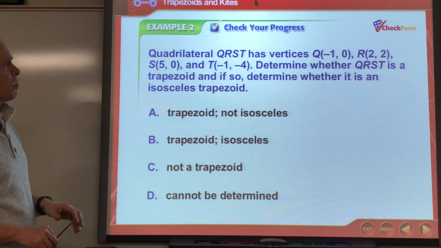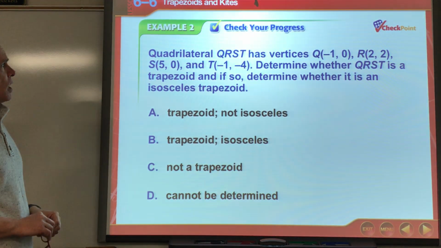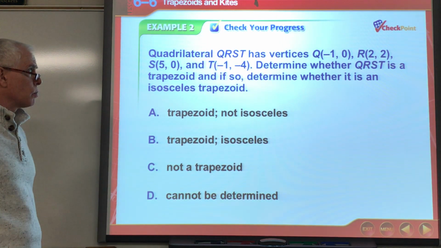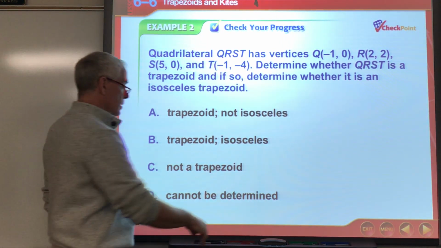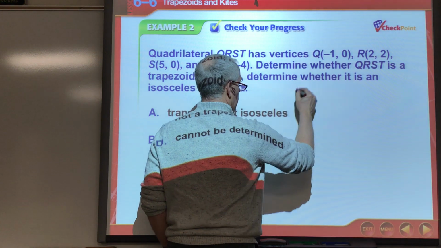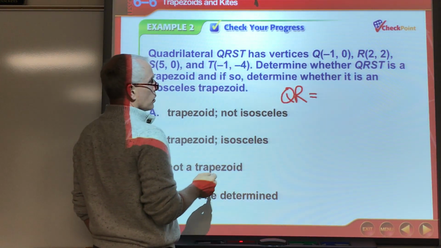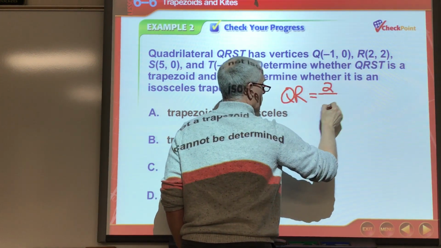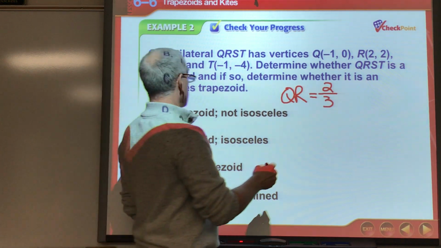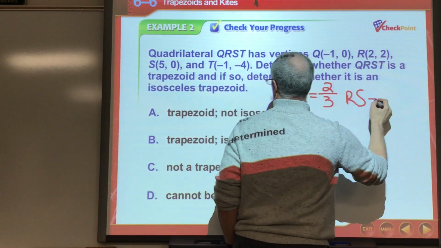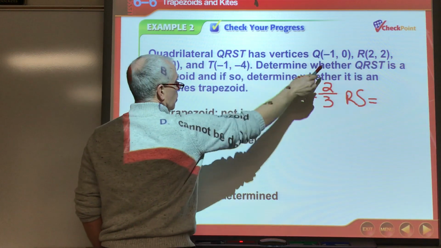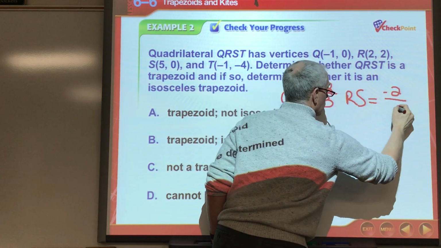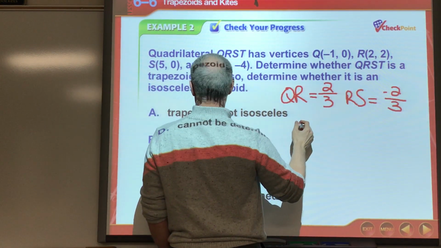All right, so we're supposed to determine if the four vertices here create a trapezoid, and if so, is it isosceles? So the first thing we're going to do is we're going to find the slopes of the sides. Okay, so QR, 2 minus 0 is 2, and 2 minus negative 1 is 3. So that's the slope of that side. RS, okay, 0 minus 2, and 5 minus 2, negative 2/3, okay?